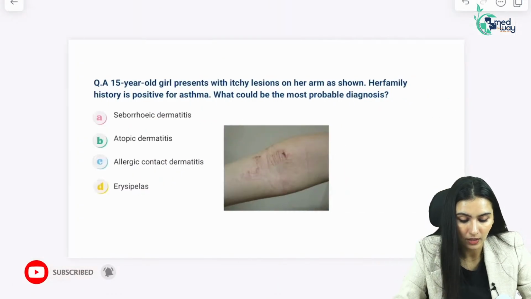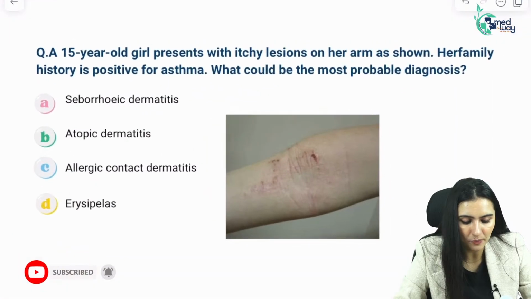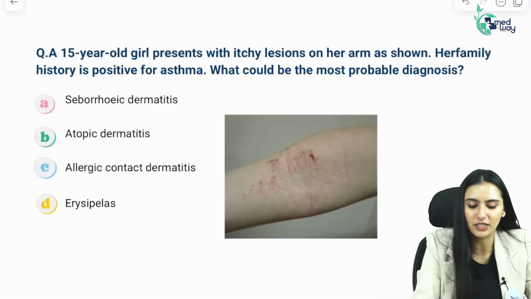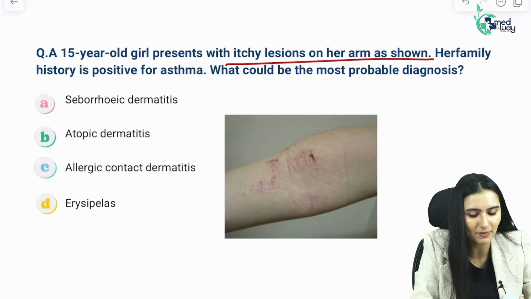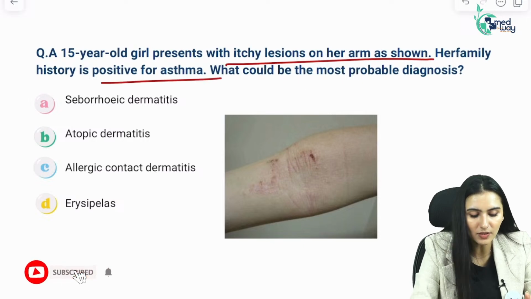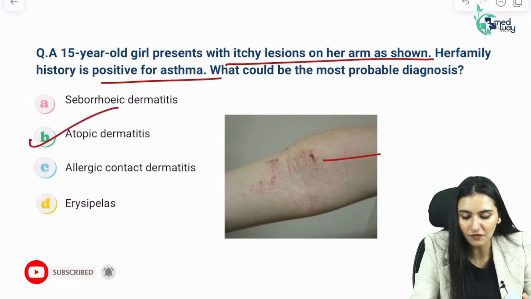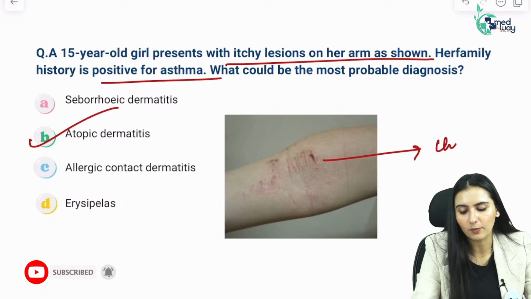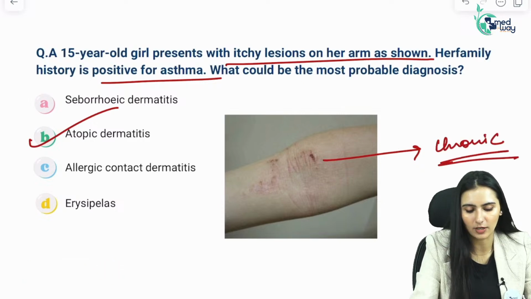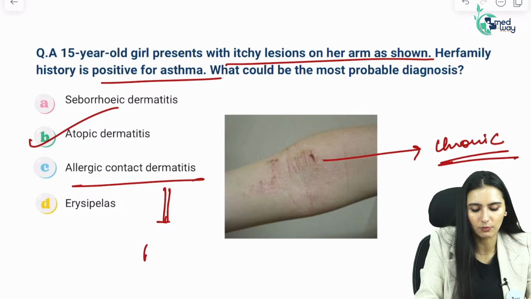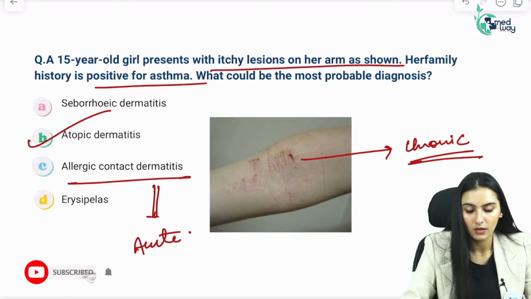Next question. This is the same question, it has been repeated. A 15-year-old girl presents with itchy lesions on her arms as shown below. Family history of asthma. What was it? It was atopic dermatitis. I've already told you. Lichenification, think of a chronic problem. Atopy is a chronic problem. Allergic dermatitis is an acute problem.